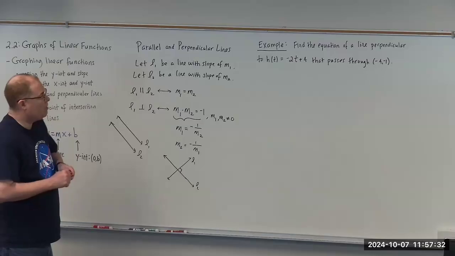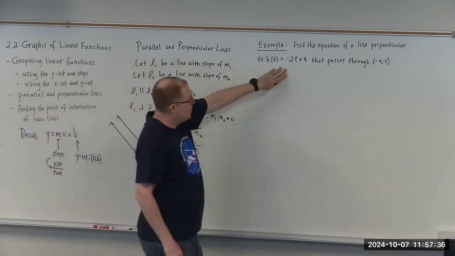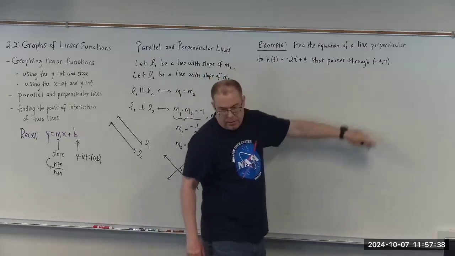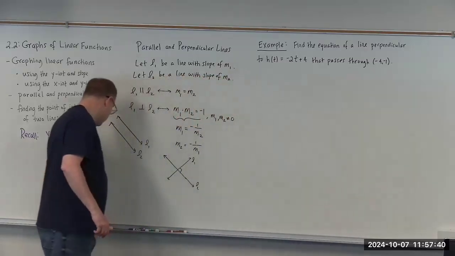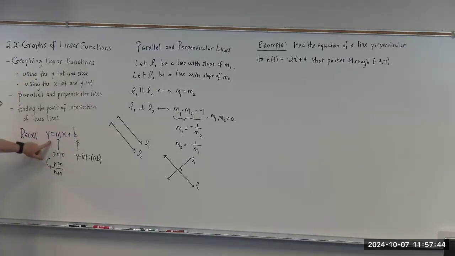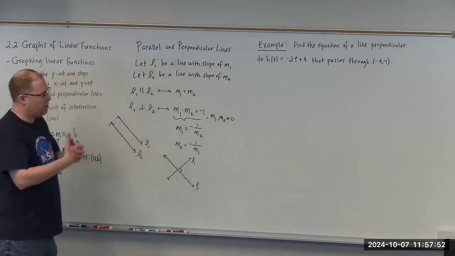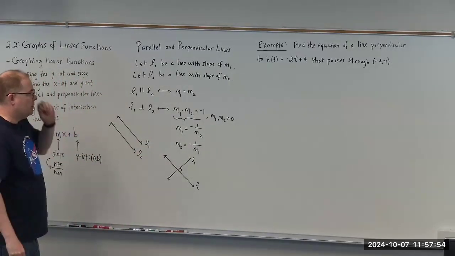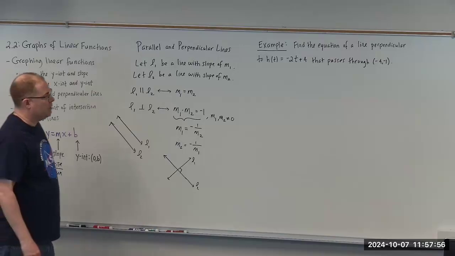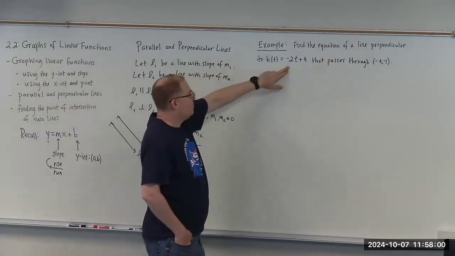Okay, so we want to find the equation of a line perpendicular to this line that passes through this given point. So we have to go back to this. We have to utilize this formula here, the equation of a line. We are given the point on the line that we're trying to find. But the thing is, we want to find the equation of a line that's perpendicular to this one.